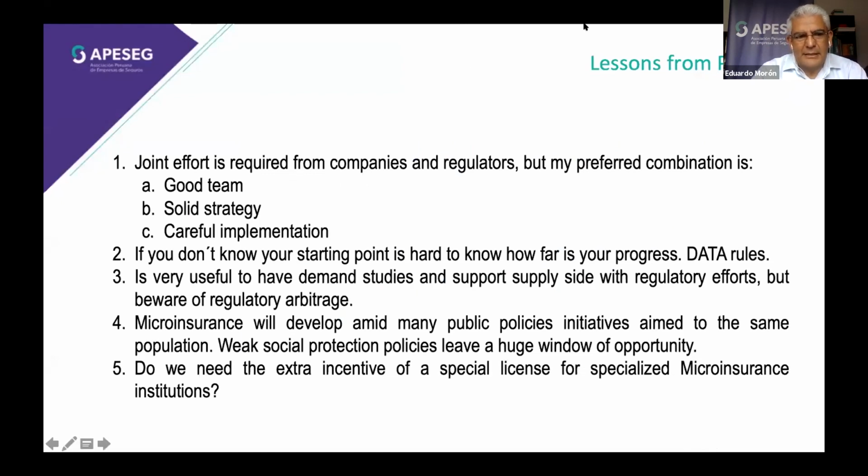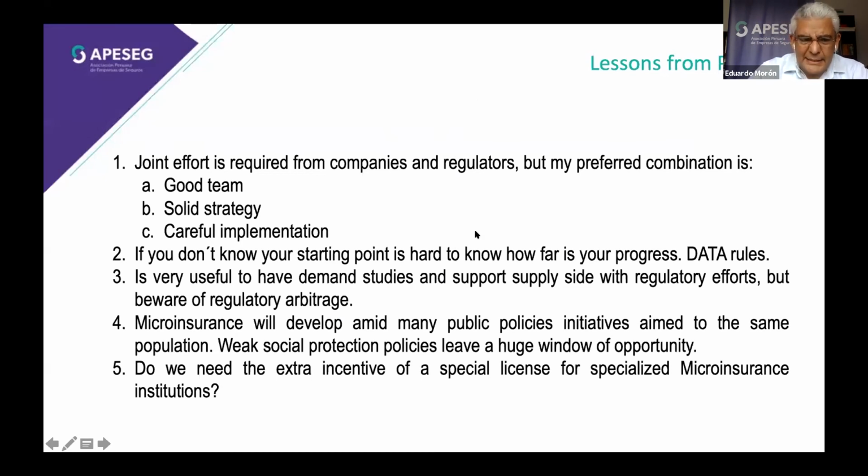The second, as I said, data rules. If you do not know where your starting point is, you are never going to find out if you're progressing or not. Third, you have to be aware of this regulatory arbitrage. Maybe you're not seeing it, but the market is actually checking that out.